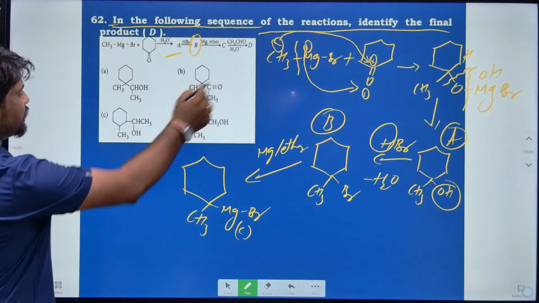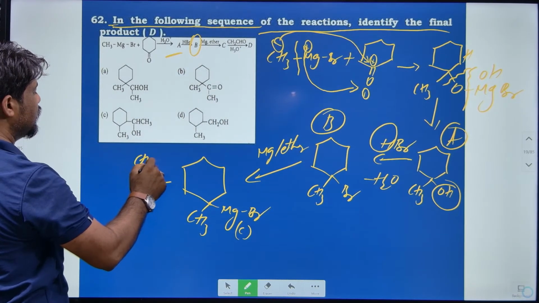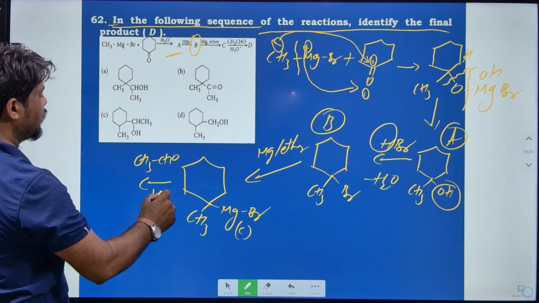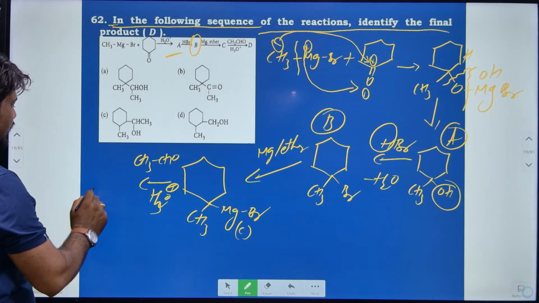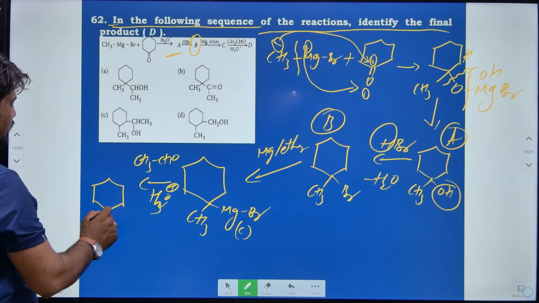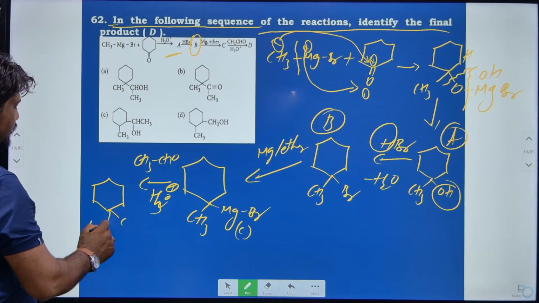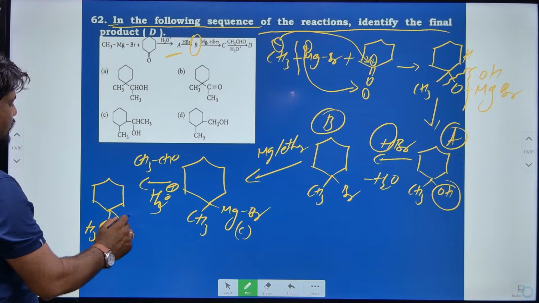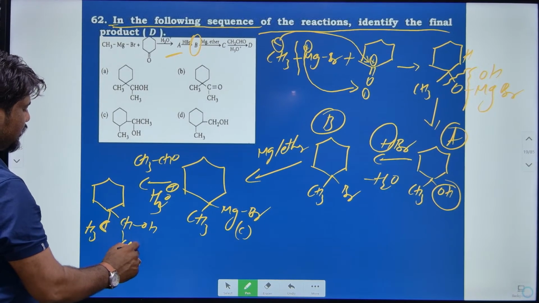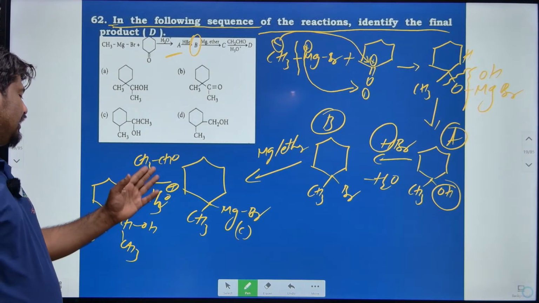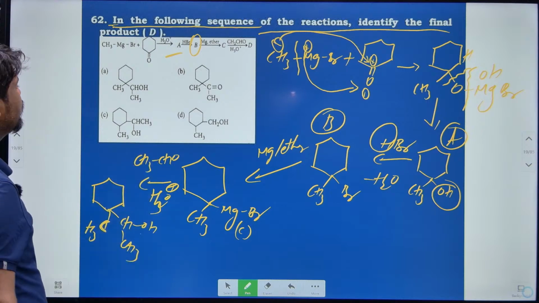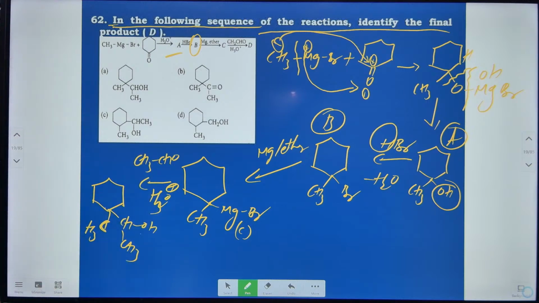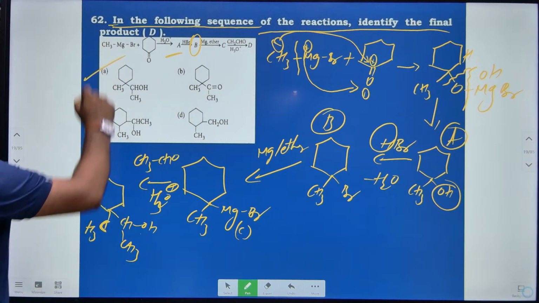When this compound C is further treated with CH3CHO followed by hydronium ion, ultimately, on simplifying, I'm going to get this CH3, then CHOH CH3. So this Grignard reagent reacts with aldehyde, it forms a secondary alcohol. So which is the right answer for this one? Here option A is the right answer for this question.